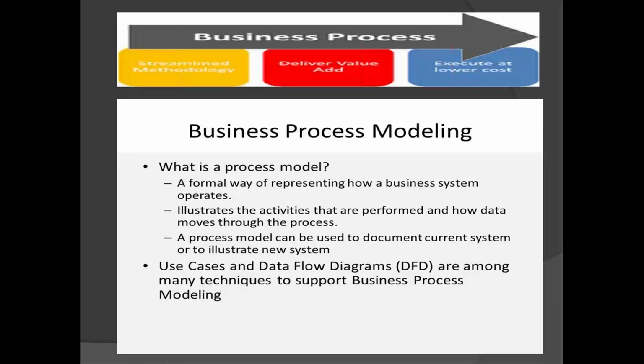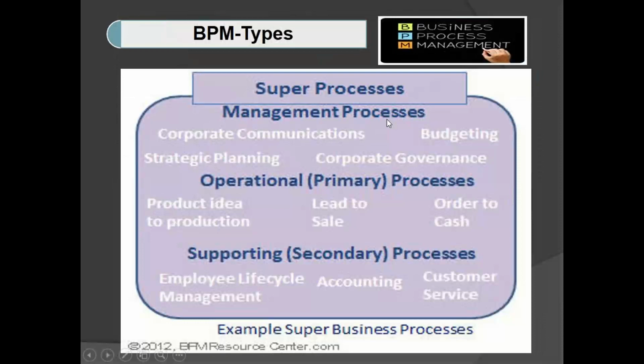Use case and data flow diagrams are among many techniques to support business process modeling. Here we have three types of business processes: management process, operational process, and supporting process. We are going to call these sub processes, and the entire business we are going to treat as the super process. Let me explain all of these. Management process means the process that governs the activities of the business, for example budgeting, strategic planning, corporate governance. All this comes under management process.